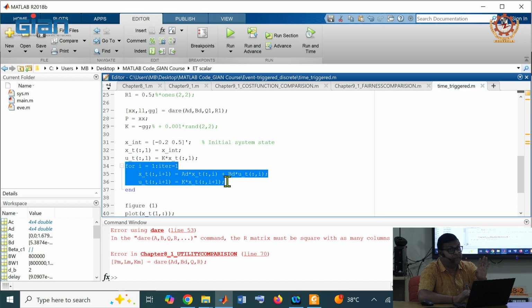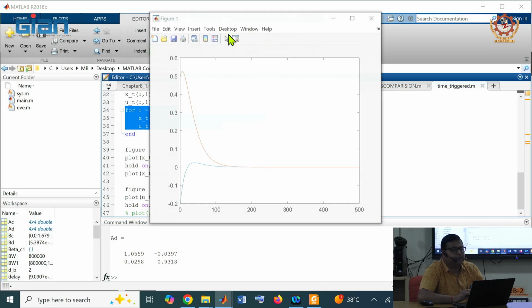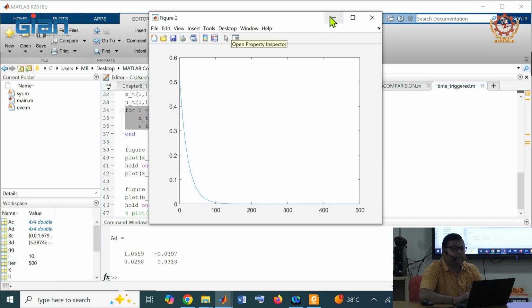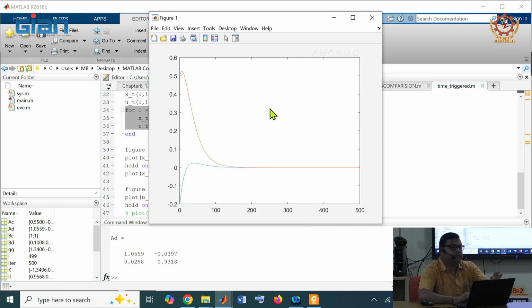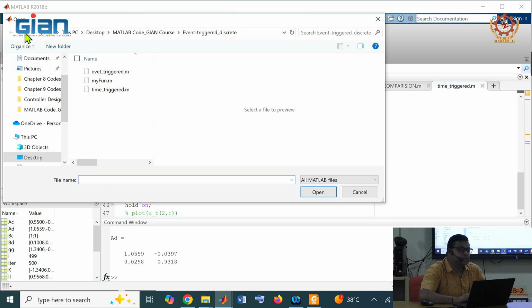Here no event triggering is there. Simply u equal to minus K into x of tk we are applying. No event triggering, nothing, simple control. Now if you run it, you can see the system giving the response like this. This is the control and these are the two states converging.